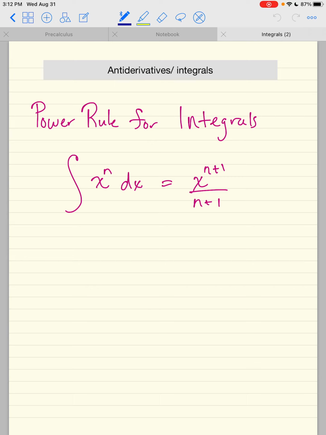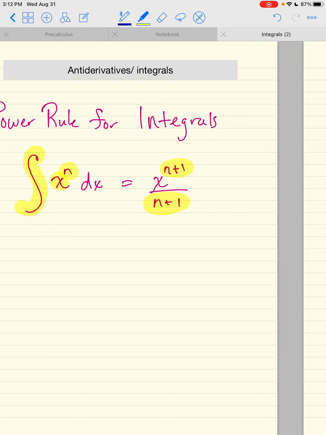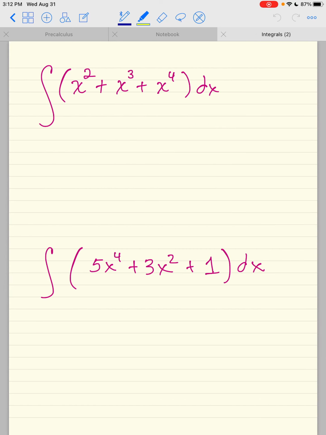And what the power rule says is that when you are trying to integrate x to the n, all we have to do is add 1 to the exponent and then divide by the exponent. Okay, so it's that simple. So let's take a look at this first example.